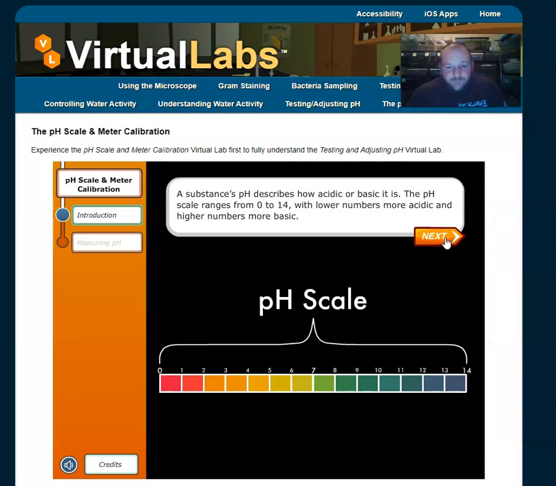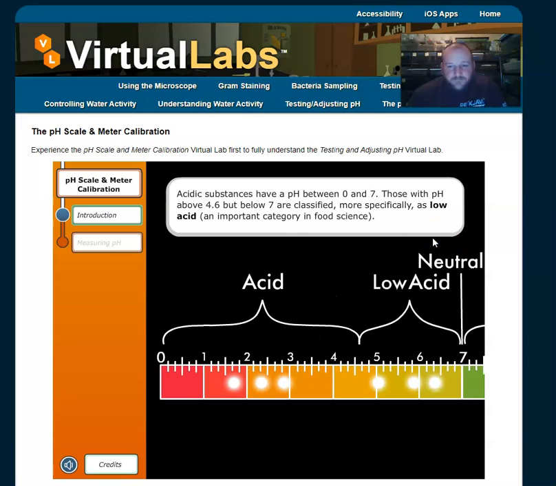A substance's pH describes how acidic or basic it is. The pH scale ranges from 0 to 14, with lower numbers more acidic and higher numbers more basic. Acidic substances have a pH between 0 and 7. Those with pH above 4.6 but below 7 are classified more specifically as low acid, an important category in food science.